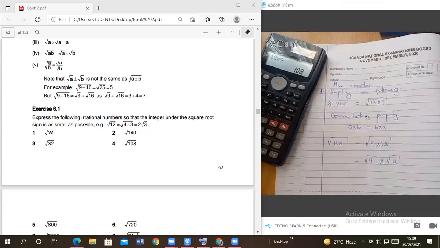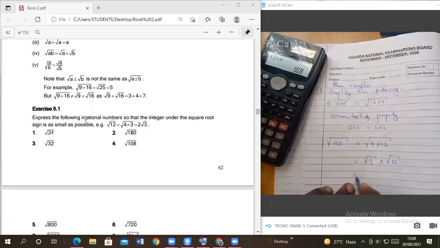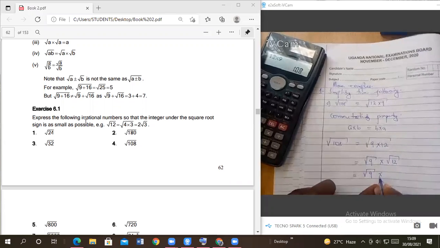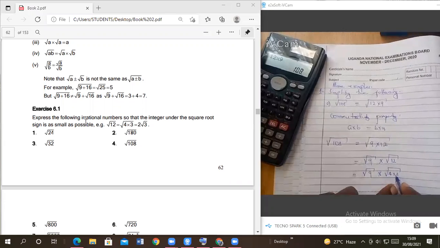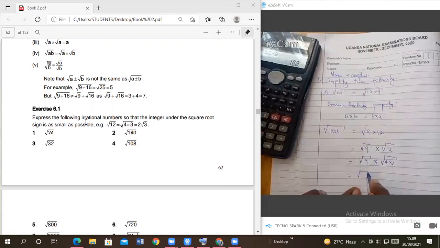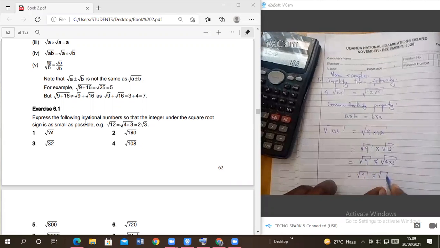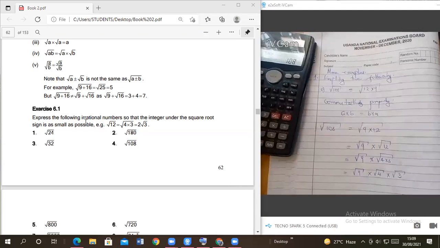But now, members, when you look at 12, before we proceed, 12 can still be simplified further. 12 is the same as 4 times 3. So this will give us root of 9 times root of 4 times root of 3. Have you seen that?